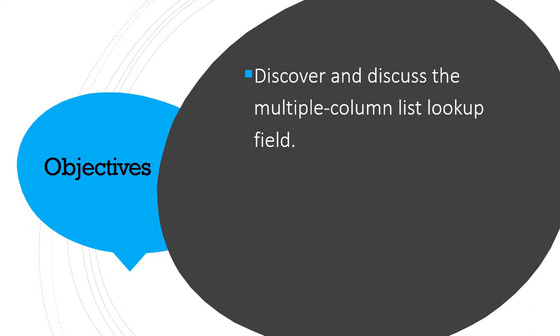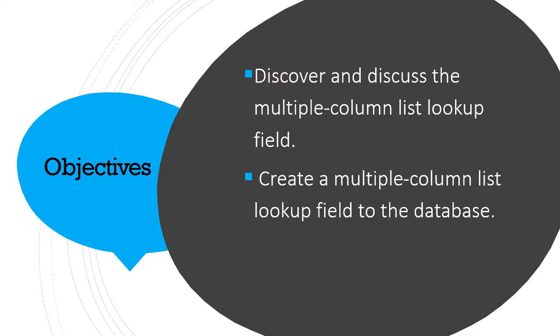In our previous videos, we created a lookup field which has only one column. So this time we're going to create multiple columns for the lookup value. Then the second objective is to create a multiple column list lookup field in the database table. Okay, that is day number 1. Those two objectives are intended for day number 1, and for day number 2, give examples to each data type. So give example field names to each data type.